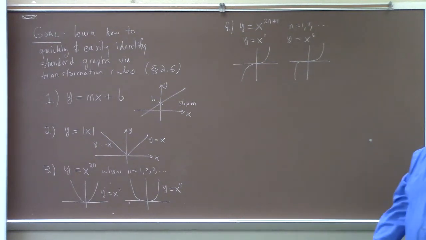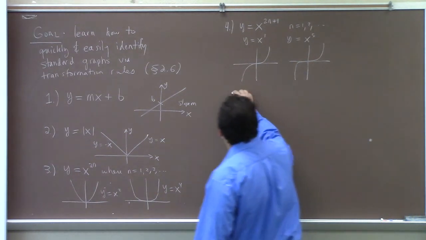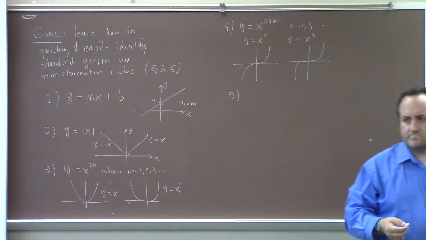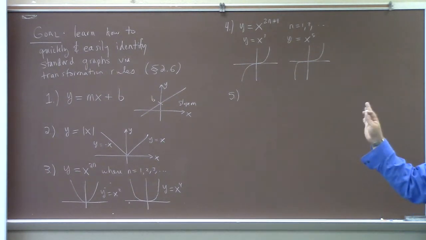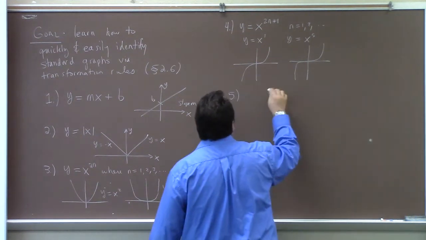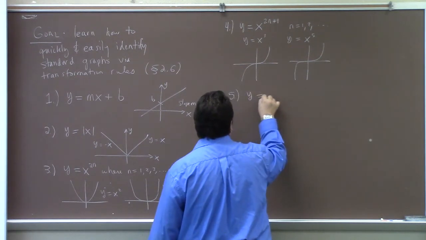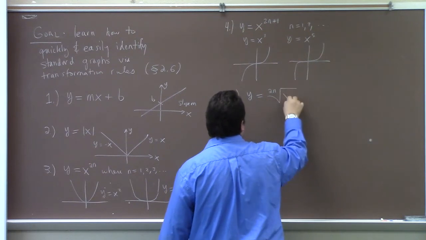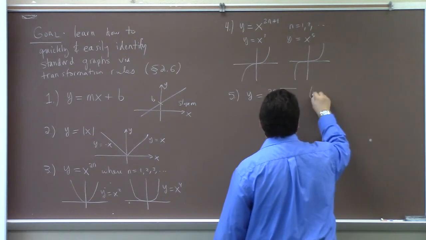What other standard examples do we have? Did I already go through this list? No, I think we just looked at it on Desmos, a little bit. You can also talk about y equals the 2nth root of x, so like an even root.